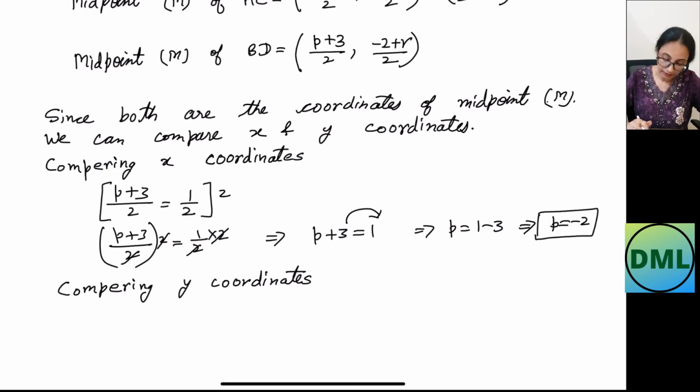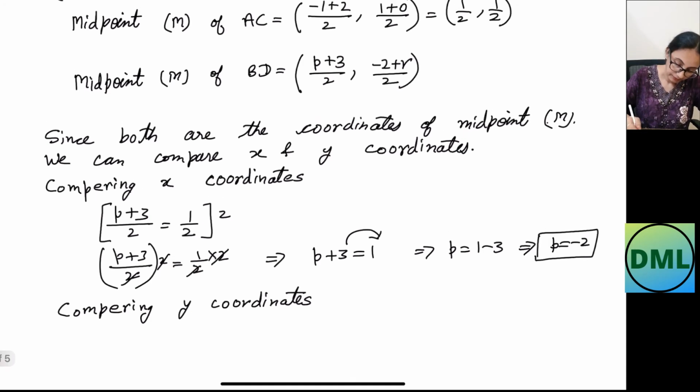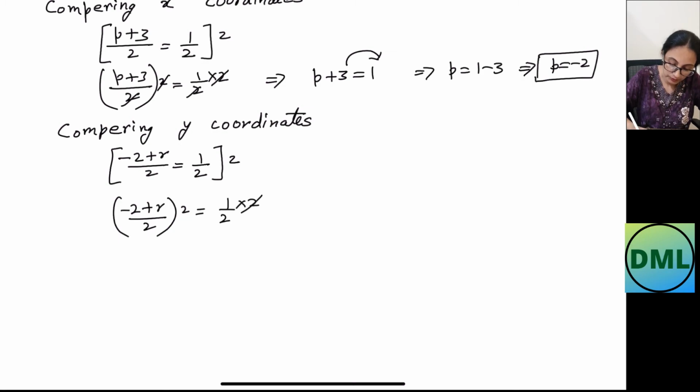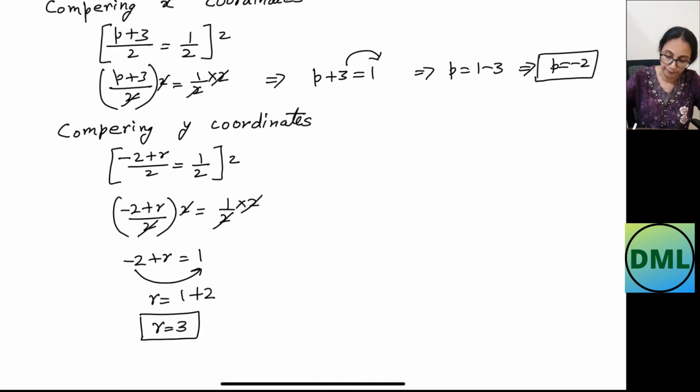Now let's compare the y coordinates. So we have minus 2 plus r by 2 is equal to half. I will multiply the full equation by 2. So it will be minus 2 plus r by 2 multiplied by 2 is equal to half multiplied by 2. So 2 will get cancelled from here and here also. So minus 2 plus r is equal to 1. Now move this minus 2 to the right hand side. So r is equal to 1 plus 2. So r is equal to 3. Those are the values for r and p.